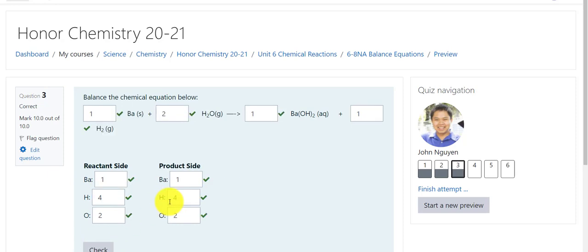You see that? And that is how you balance a chemical equation. And hopefully this will get you started on balancing chemical equations very easily.